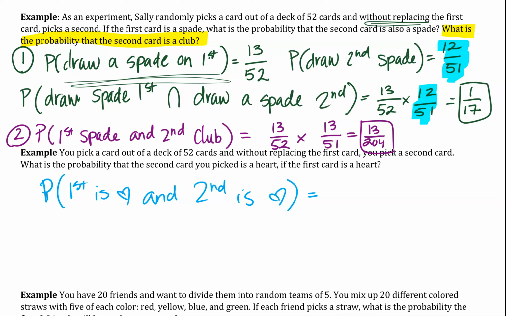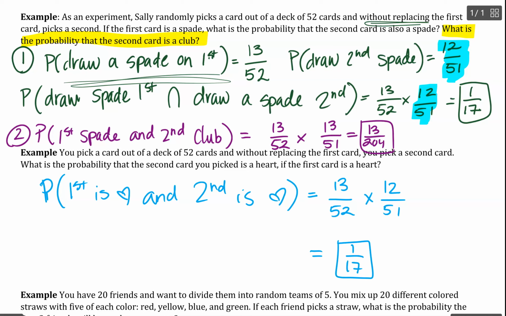So the probability that the first card is a heart, remember a heart is one of those denominations, so there's 13 hearts out of 52. And considering that we already did that and we kept that heart, what's the probability we draw another heart? Well, there's only 12 hearts left and there's only 51 cards left. So this is similar to that spade and another spade. And so we simplify this, and just like above, we get 1/17. Let's try one more that's just slightly different.